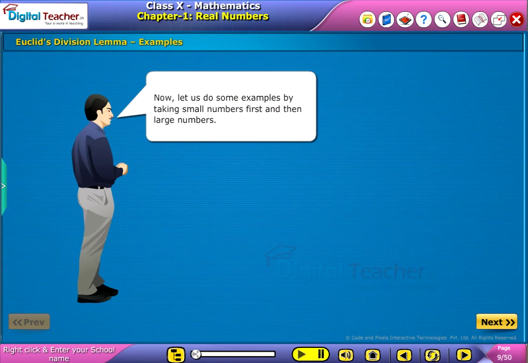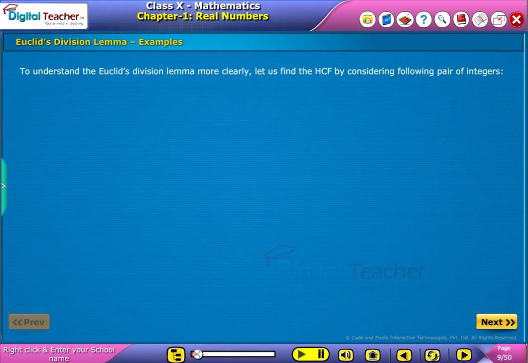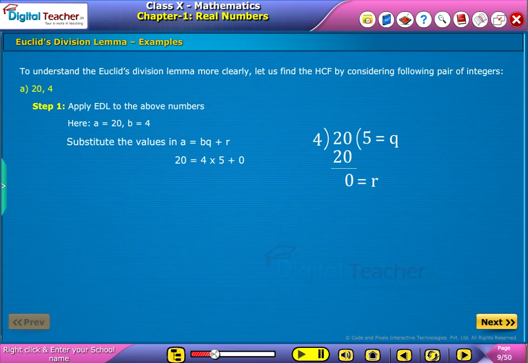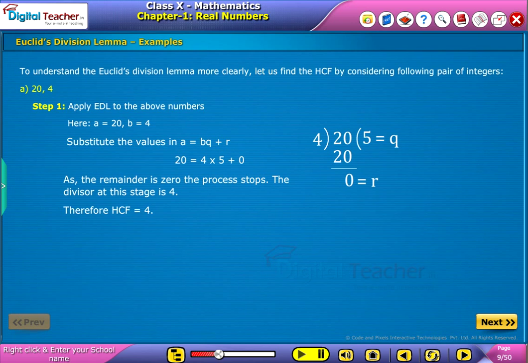Now, let us do some examples by taking small numbers first and then large numbers, to understand Euclid's division lemma more clearly. Let us find the HCF by considering the following pairs of integers. A. 24 and 20. Step 1. 20 is equal to 4 into 5 plus 0. As the remainder is 0, the process stops. The divisor at this stage is 4. Therefore, HCF is equal to 4.